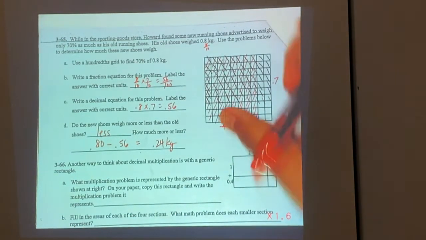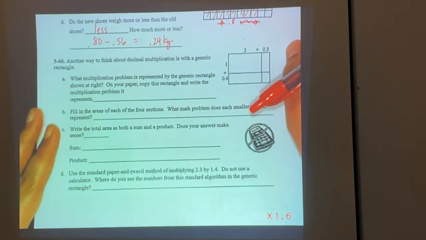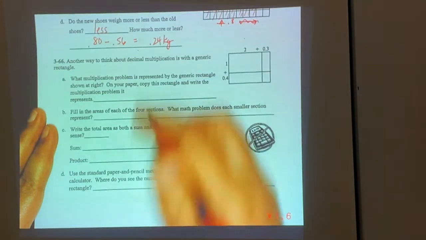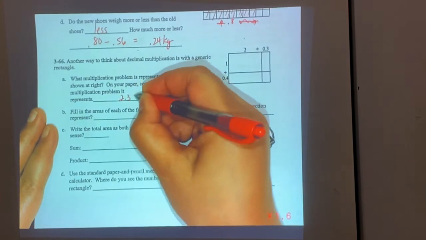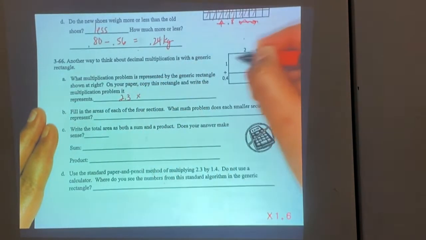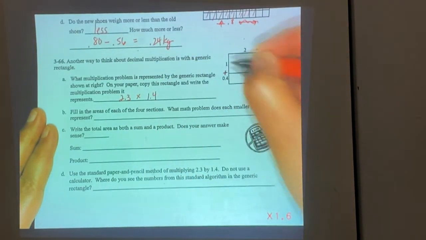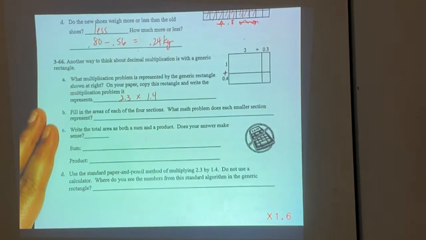Question 66. Get the whole thing in there, Mrs. C. Alright. Another way to find out about decimal multiplication is with the generic rectangle. Do you remember these? What multiplication problem is represented by the generic rectangle? So across the top, it looks like it's 2.3 times, and up and down here, it's 1.4. This is a plus, by the way, not a multiply. Fill in the areas of each of the 4 sections. What math problem does each smaller section represent?